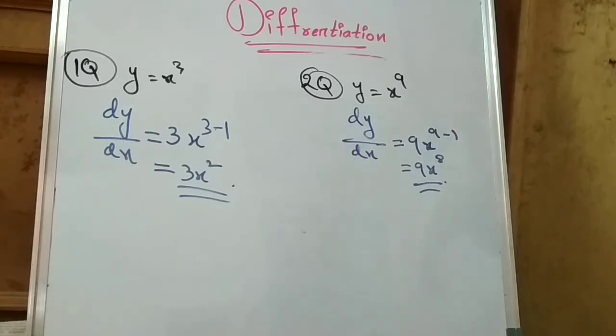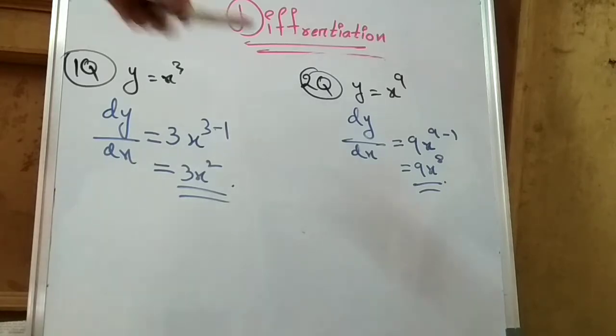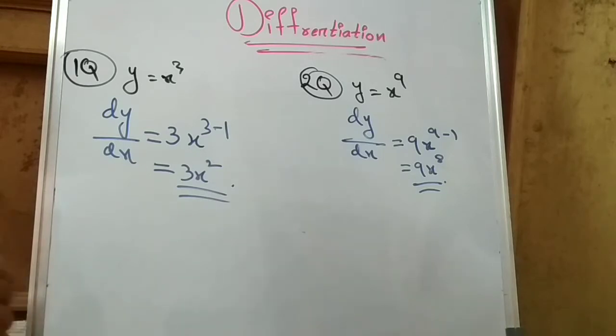Now if they give you another question like y equals x to the power of 9, dy by dx is equal to 9x to the power of 9 minus 1, which is 8. You can even do this in your mind, it is so easy. So the differentiation will be 9x to the power of 8.